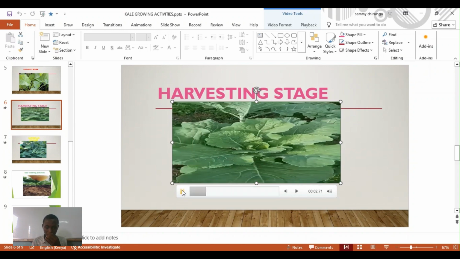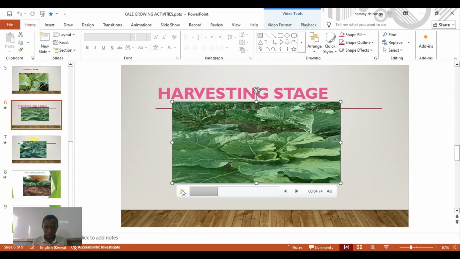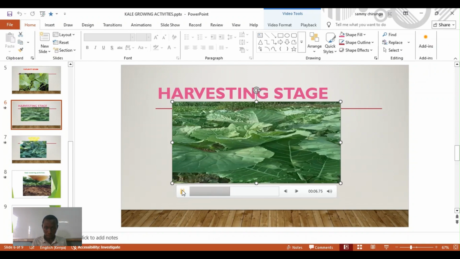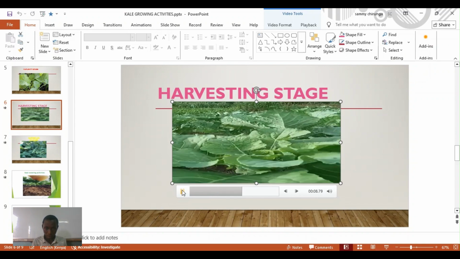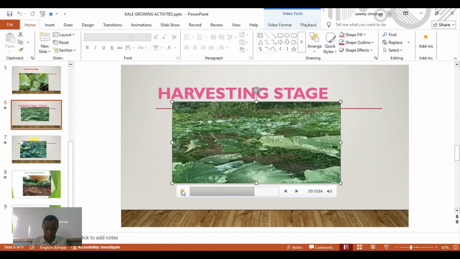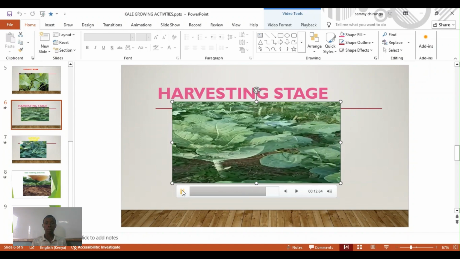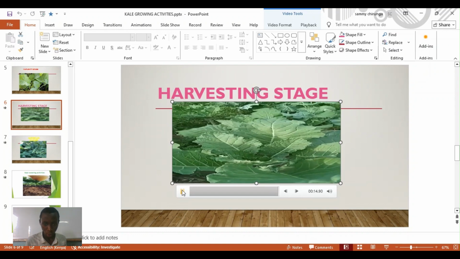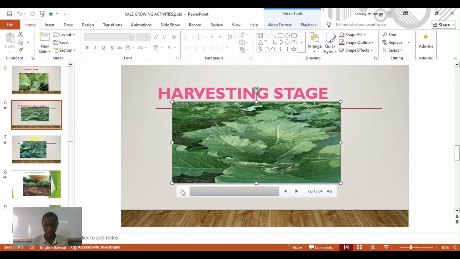So this is a plantation of sukuma, which are relative to kale. I don't know if they're exact, but I believe they are very, very similar. Yeah, so it's very similar to that. You have seen the way they are broad, they are very nutritive. That makes it the harvesting stage. That is the last stage.